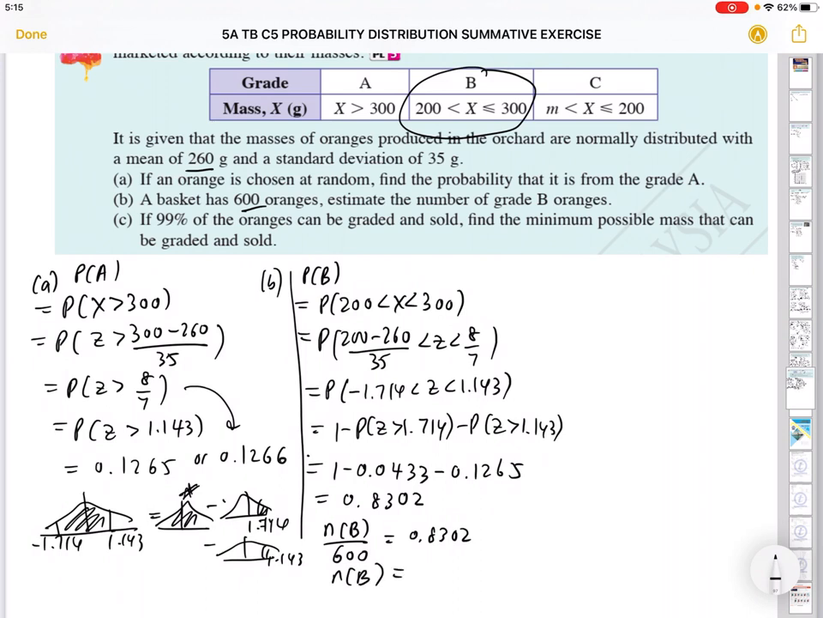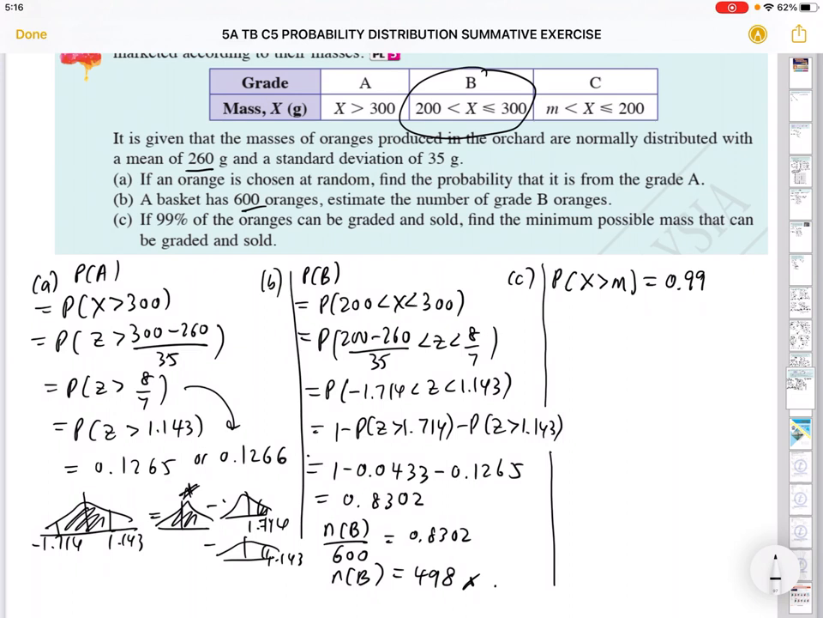All right. This question is similar to SPM 2006. Part C: 99% of the oranges can be graded and sold. Find the minimum possible mass. So I need to know the cutoff mass for them to be graded and sold, right? If the mass is less than m, we don't grade them, we don't sell them, maybe we make juice, right?